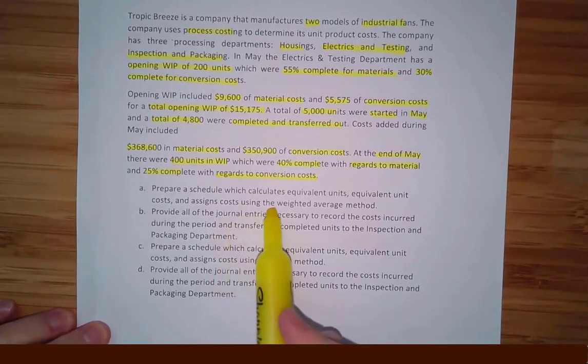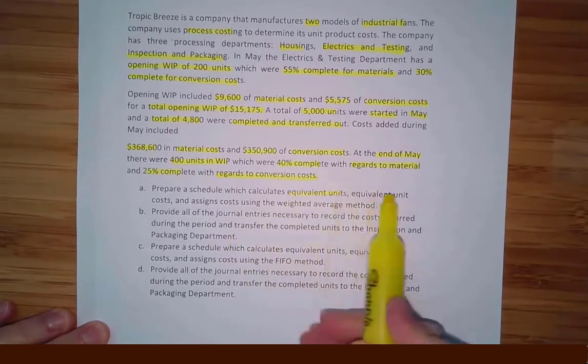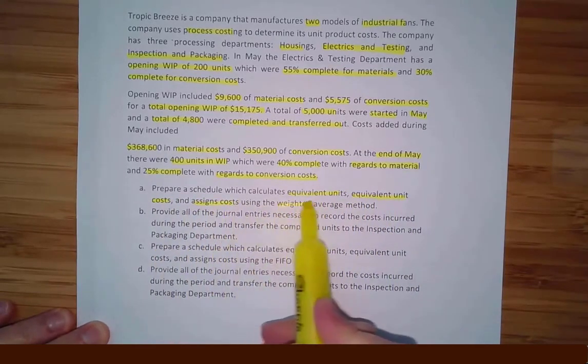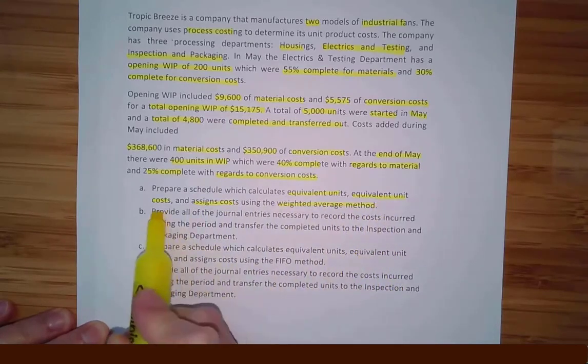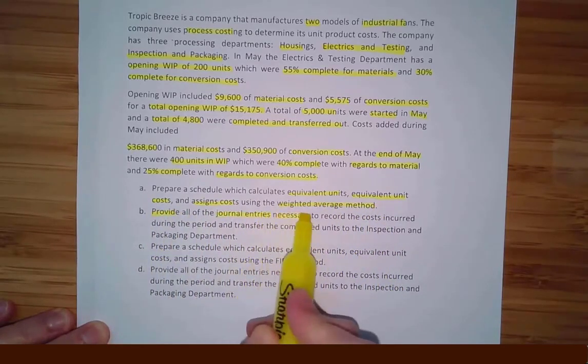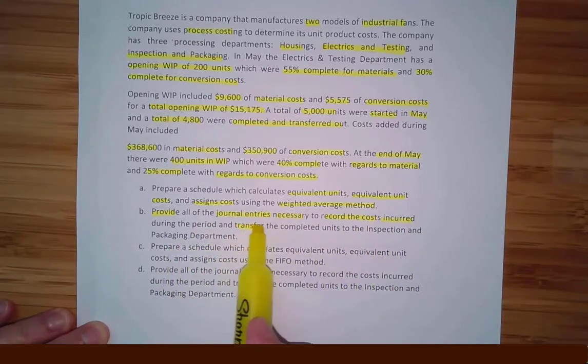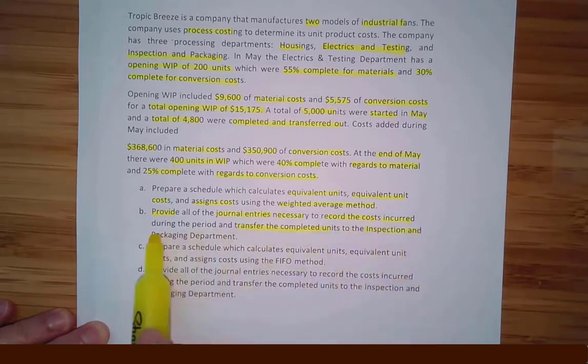So prepare a schedule which calculates equivalent units, equivalent unit costs, and assigned costs using the weighted average method. And then provide all of the journal entries necessary to record the costs incurred during the period and transfer the completed units to the inspection and packaging department.